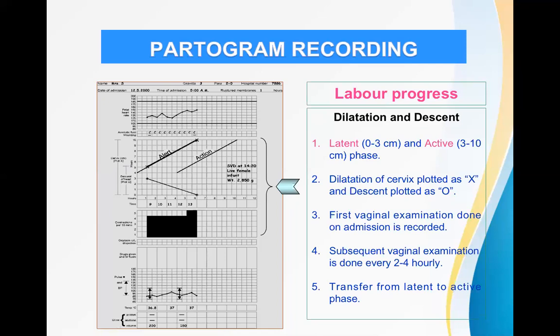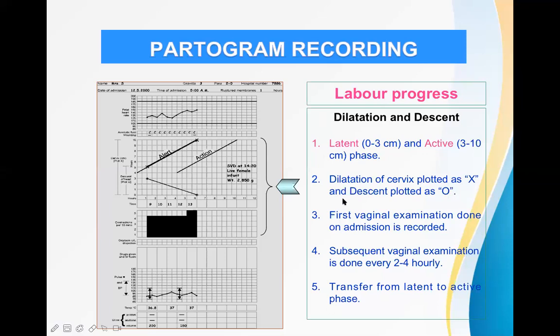Now let me go a bit slowly because these are practical information, and let's take a bit of time here. Regarding the dilation and descent, the latent phase is 0 to 3 centimeters, and the active phase is after that up to 10 centimeters. All of us are quite clear here. These are the 2 phases of the first stage of labor. Now, dilation of the cervix is plotted as X and descent is plotted as O. So this is just a representation here.